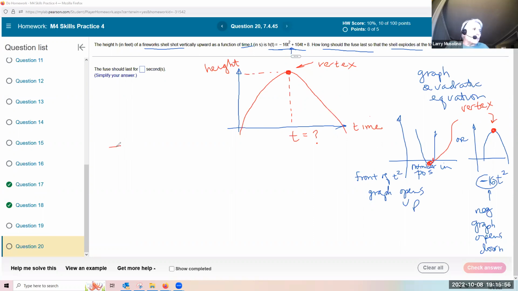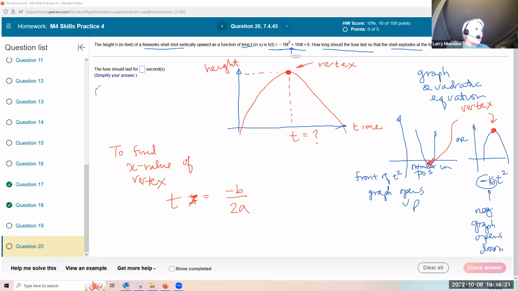Well, there's a formula to find the x value of the vertex. Here, we're really using t instead of x. But to find the x value of the vertex, all you have to do is work out x equals negative b over 2a. Instead of using x, we're using t here, so I'm going to use a t.